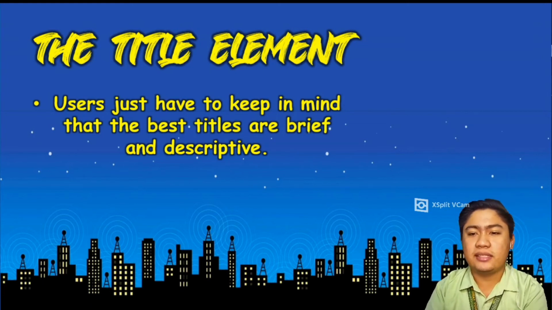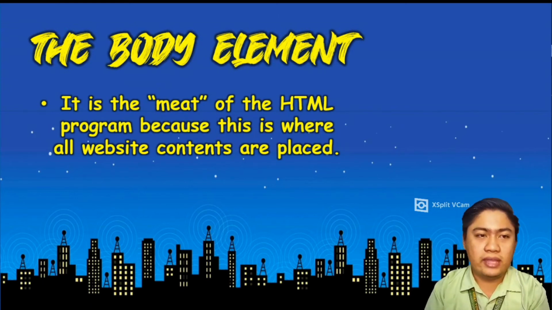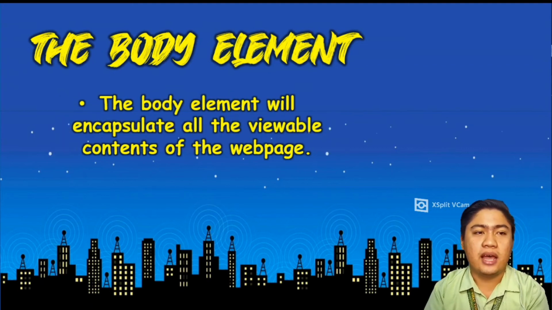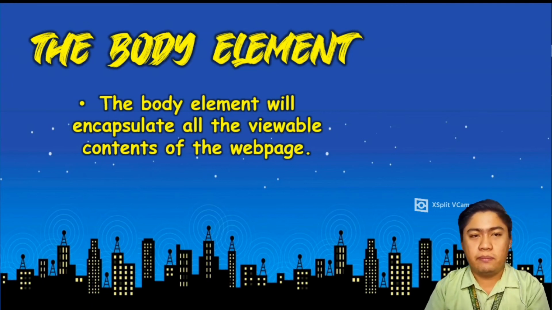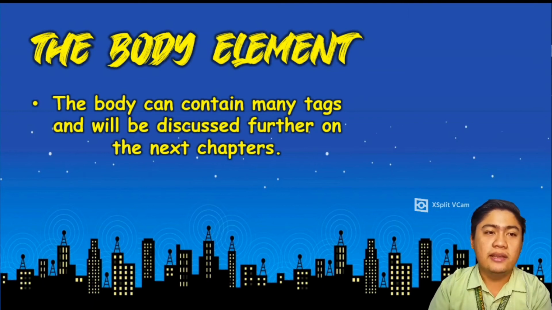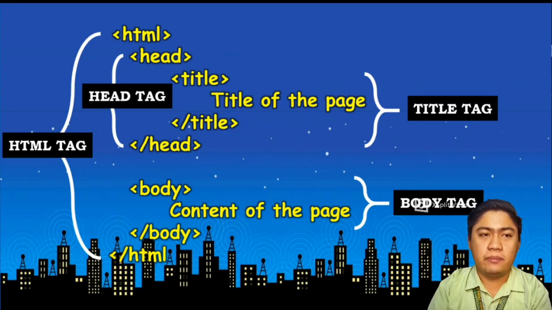Let's have next the body element. The body element serves as the meat of the HTML program because this is where all the website's content is placed: the paragraphs, the pictures, the tables, and so on. The body element will encapsulate all the viewable contents of the web page. Also, the body can contain many tags, which will be discussed further in the next chapter. So again, this is an example of the use of basic structural tags in HTML.